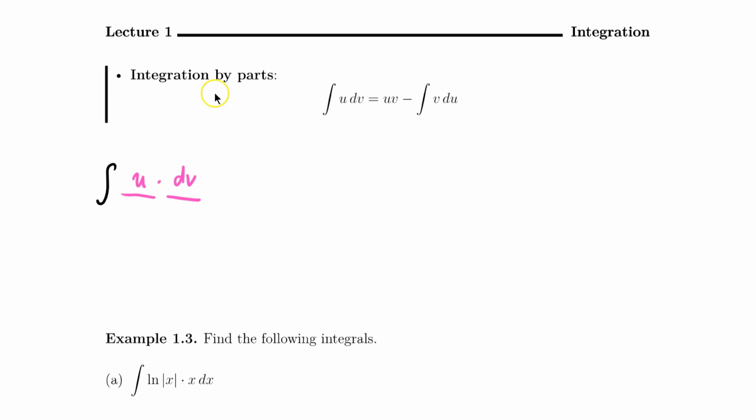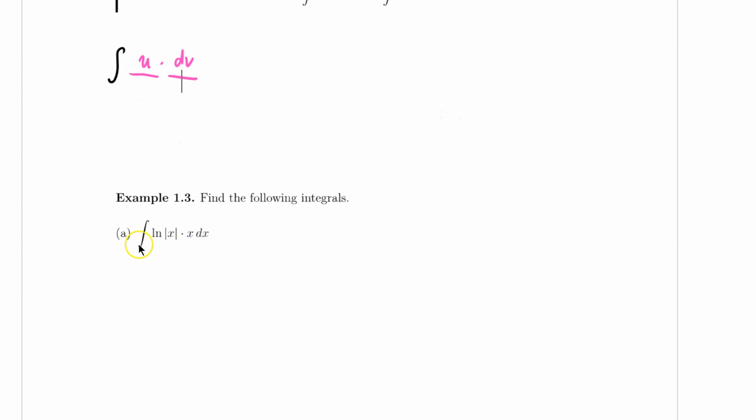Now, the hard part of integration by parts is usually in identifying which part I want to be u and which part I want to be dv. And if that works, this latter integral, the integral of v du, should be easy to find. For example, this is the integral of log of absolute value of x times x dx. So I'm going to let my u be the first half here, and let my dv be the latter half here.